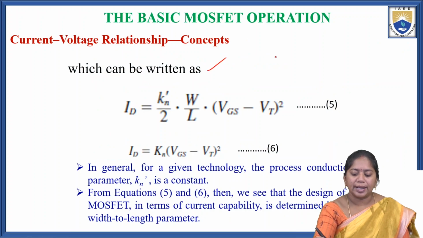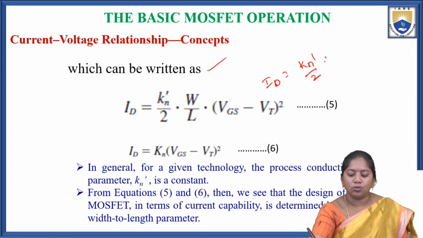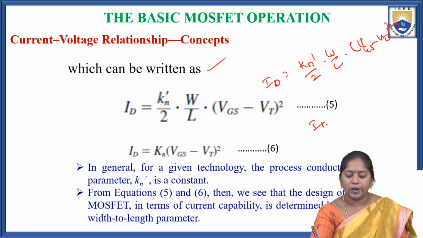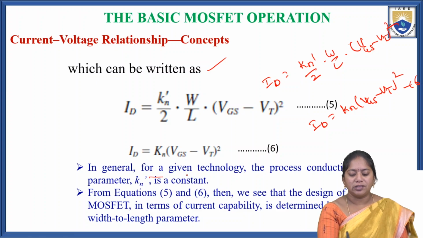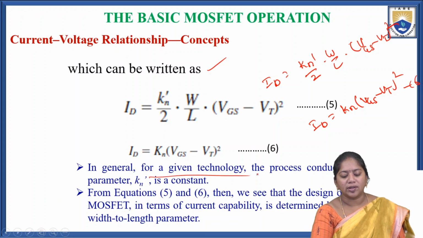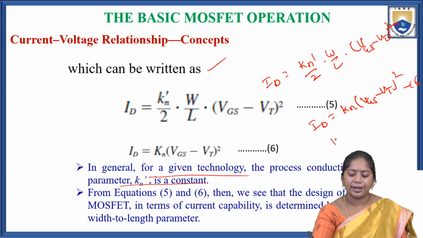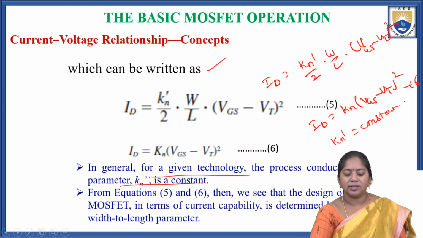So this can be written as ID equal to Kn dash divided by 2 into W by L into (VGS minus VT) whole square. ID equal to Kn into (VGS minus VT) whole square. That is equation 6. In general, for a given technology, the process conduction parameter Kn dash is constant. So Kn dash is the process conduction parameter. Kn dash is a constant.